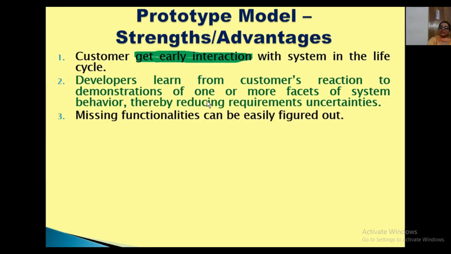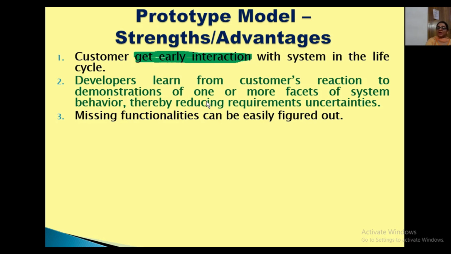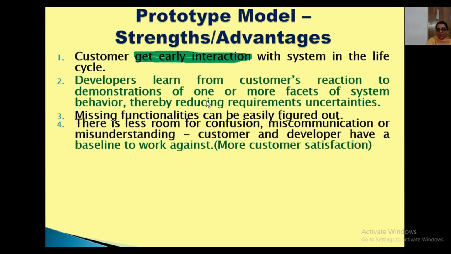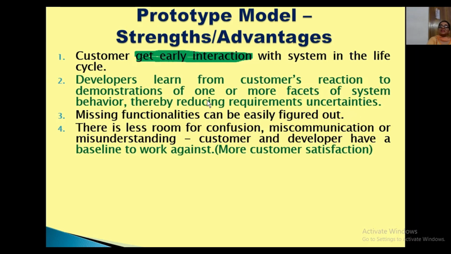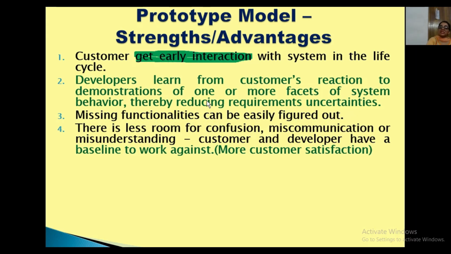Missing functionalities can be easily figured out. You can see here all the missing functionalities, if present in any of the prototypes, can be checked and can be changed with a gradual implementation in the next prototype in the evolutionary prototyping model. There is less room for confusion, miscommunication or misunderstanding. Customer and developer have a baseline to work against.